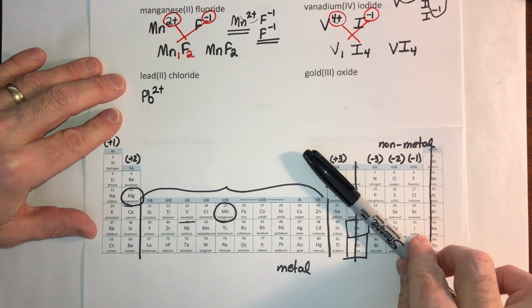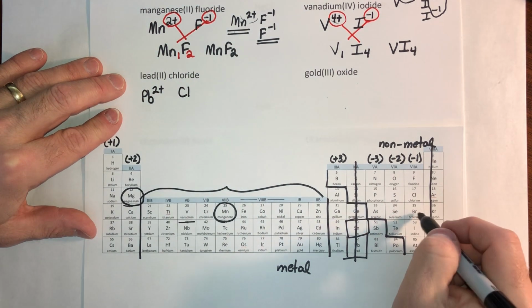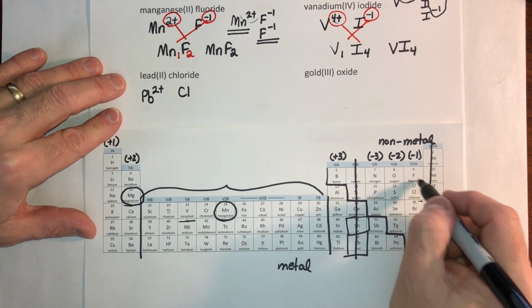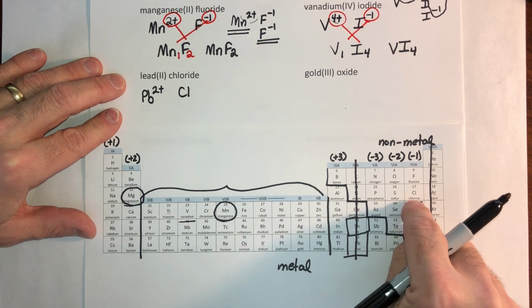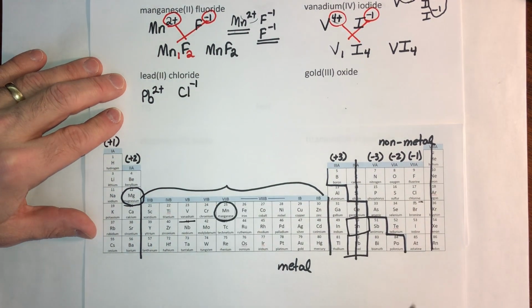Chloride is a nonmetal, so chloride would be here. Now again, the periodic table says it's a chlorine because atoms. That would be a chlorine atom. The minute that you give it a charge, now it becomes a chloride.